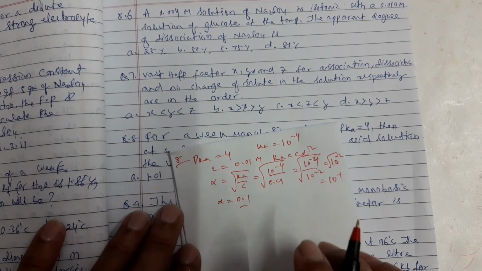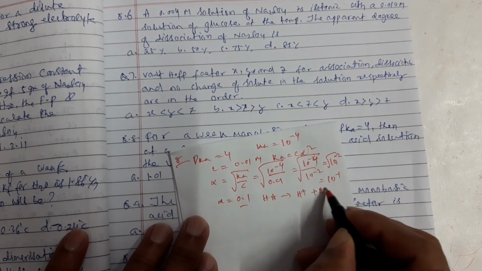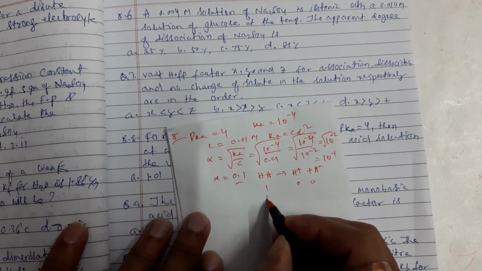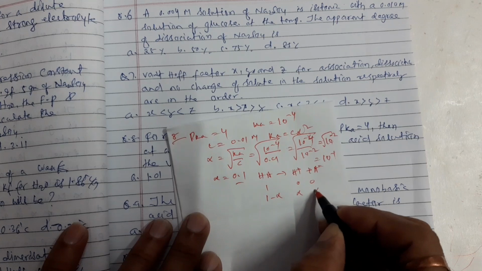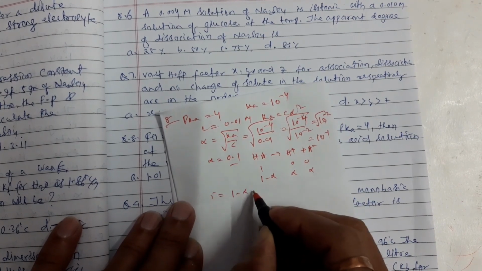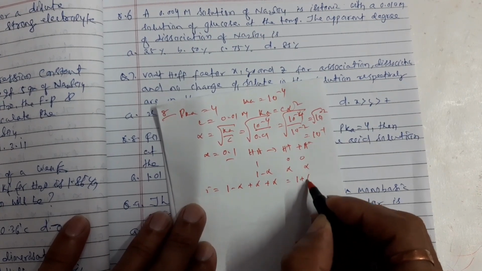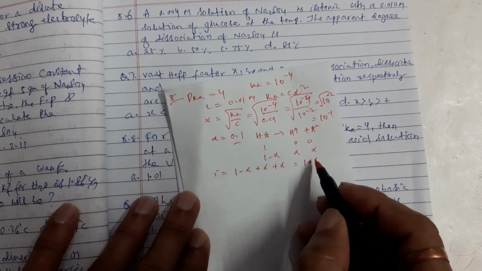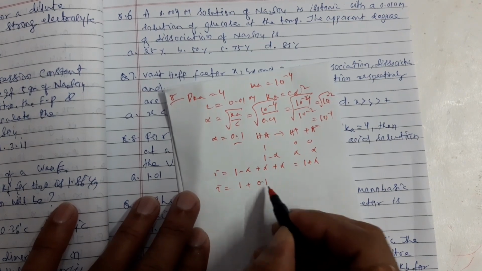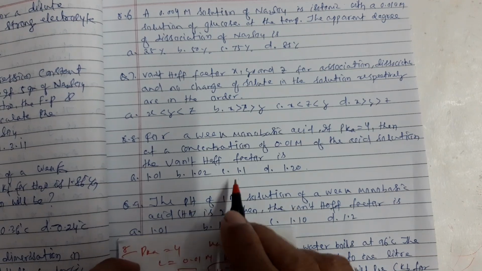Okay. So HA, it is the weak acid, dissociates as H plus and A minus. So what to do? Initially it is 1 mole and it is 0. After some time it changes to 1 minus alpha, alpha and alpha. So the total i value is equal to 1 minus alpha plus alpha plus alpha. You will get 1 plus alpha. What is alpha? Alpha is 0.1. So i is equal to 1 plus 0.1, that is 1.1. So 1.1, C is the correct answer.